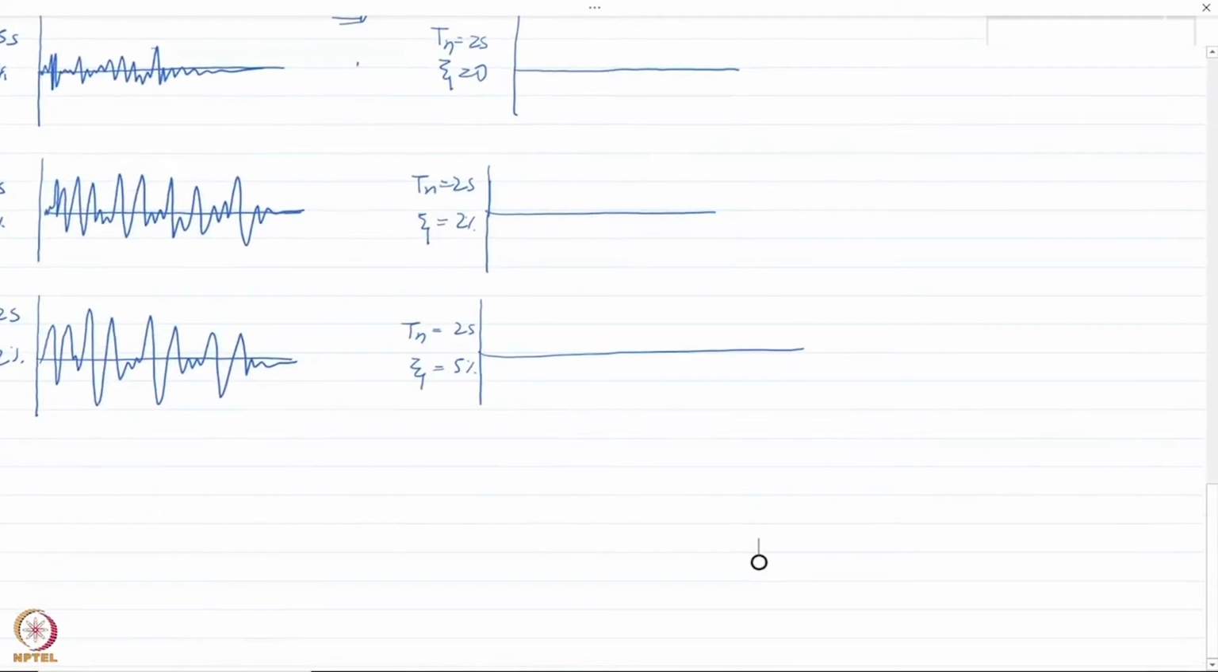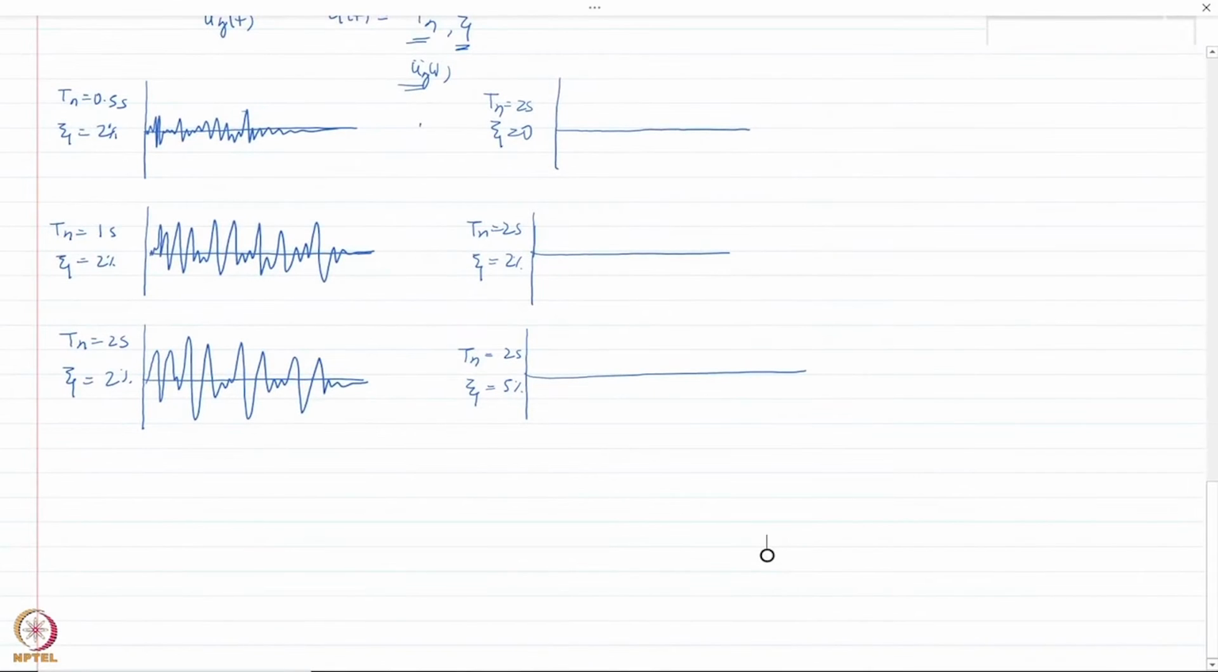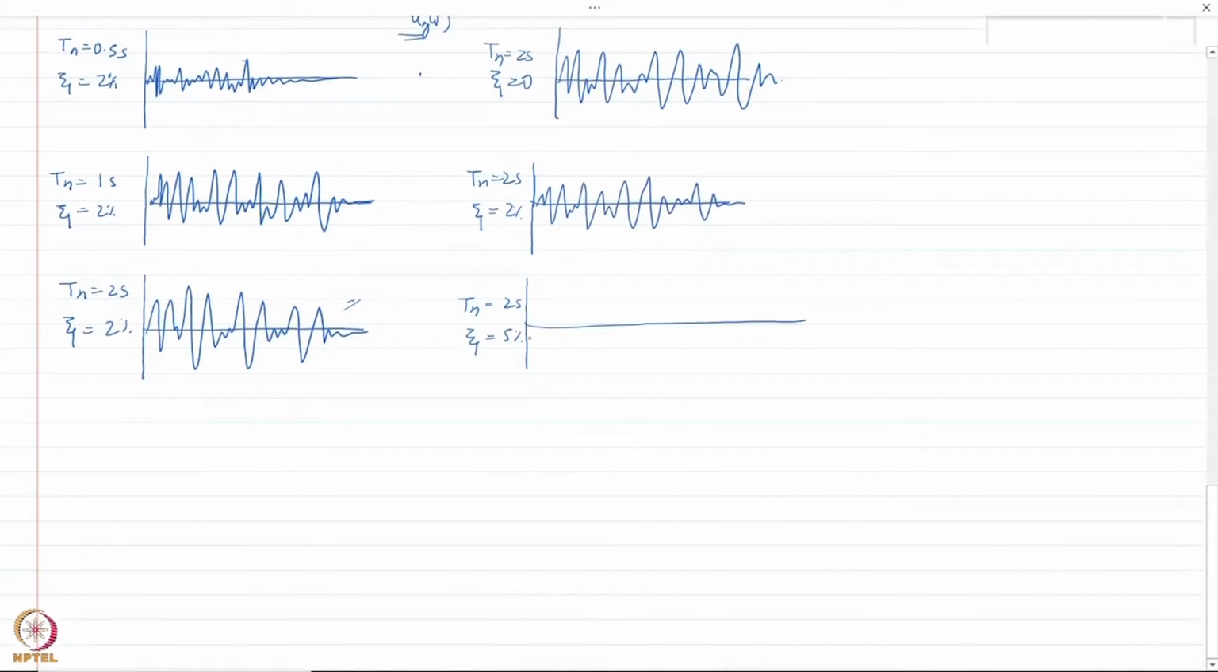Now let us go to the second case, which is somewhat similar to this case. Let me just draw it like this. This was with zero damping. As I increase the damping, what you will see is that the time period remains the same, but the amplitude actually decreases. And with a further increase in damping, this further decreases. So these are the typical characteristics.